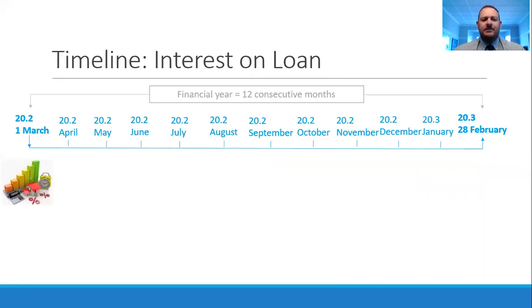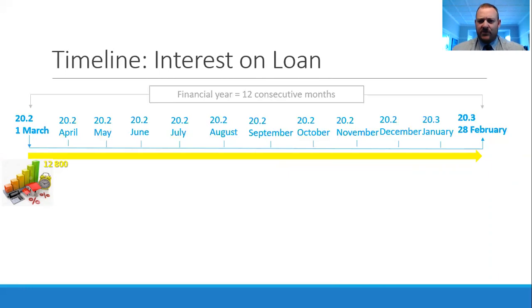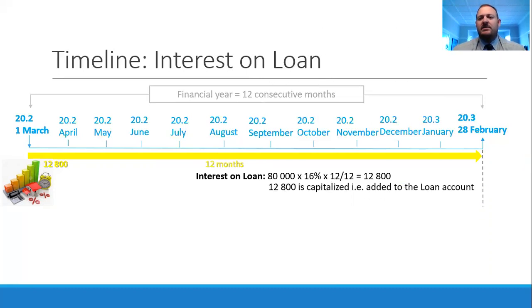Interest on loan, guys. The interest on loan worked out to 12,800 Rand. I'm going to show the calculation again. That interest is for the full 12 months, the full financial year. The actual loan amount was 80,000 Rand. So if we times that by the per annum rate of 16%, full 12 months, we get the 12,800 Rand. This 12,800 Rand, guys, is capitalized. In other words, it's added directly to the loan account. That's quite important for you guys to see as well.